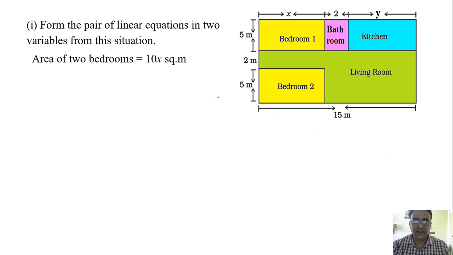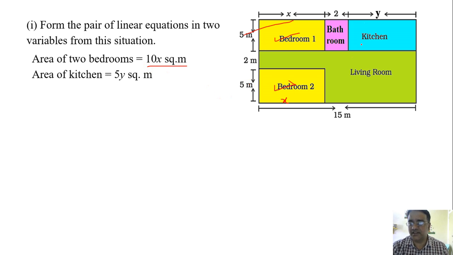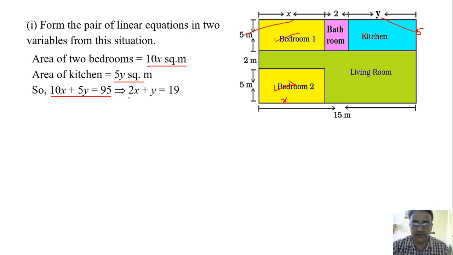So here the area of the two bedrooms is 5x and 5x. This is also x, so we'll get 10x. And the area of the kitchen is, because we know length into breadth, 5 into y. The total area is already given in the question as 95 square meter, so we'll get the first equation.